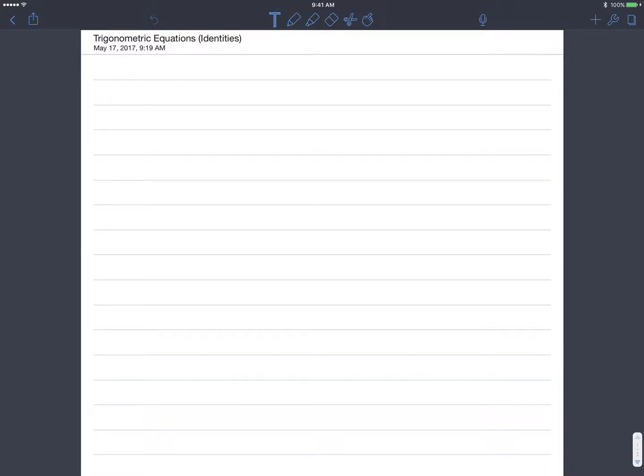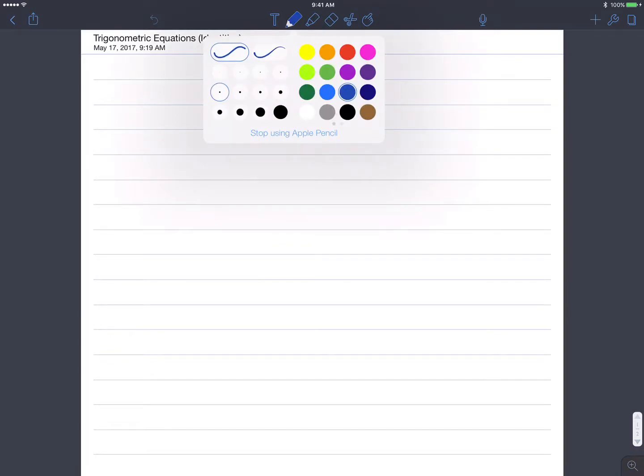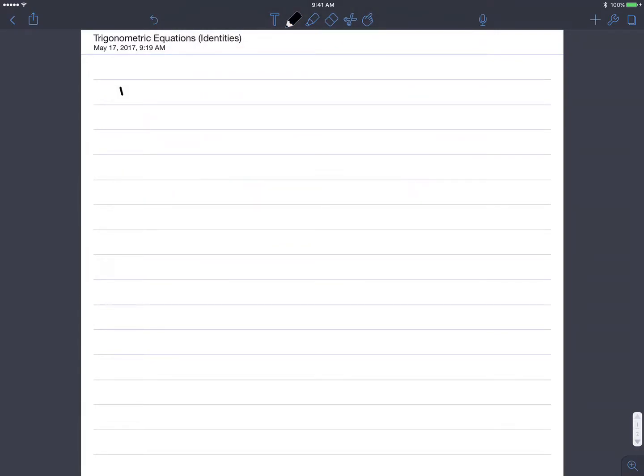All right, let's take a look here. We're going to finish this off. We're going to look at trig equations with identities. So my first example is going to be, or I should say for problem 1, if it's on a worksheet one day, we'll keep it very simple. Sine theta is cosine theta.